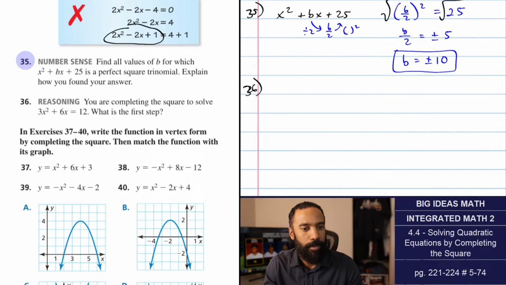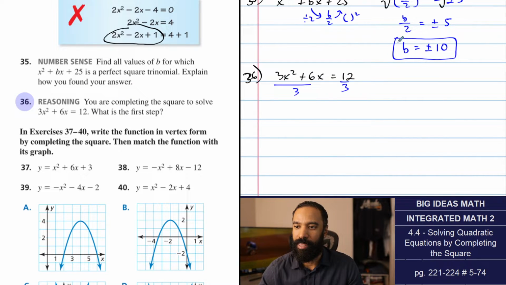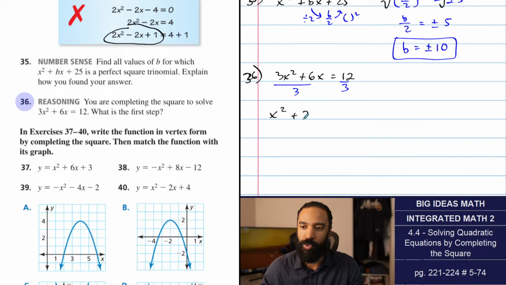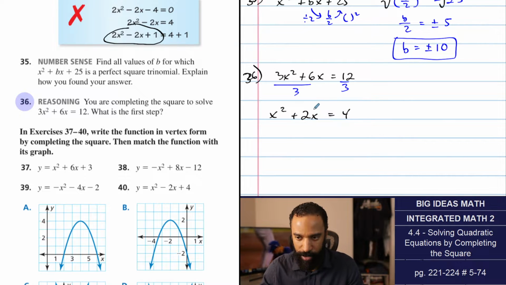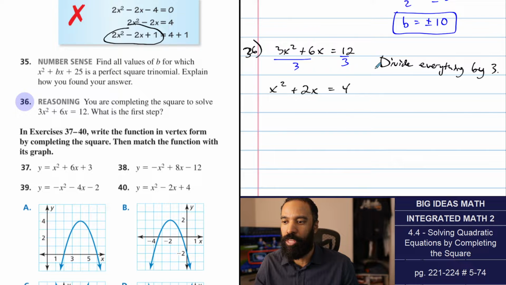Number 36, you are completing the square to solve 3x squared plus 6x equals 12. What's the first step? Well, why don't you just let me complete the square and I'll tell you. My first step is to divide everything by 3. I want to get this into a 1x squared, so x squared plus 2x equals 4. I'm not going to finish from here, but that's what I'm going to do. Divide everything by 3. They didn't ask me why, but I need a 1x squared. We've kind of gone over that, but I'm going to divide everything by 3.